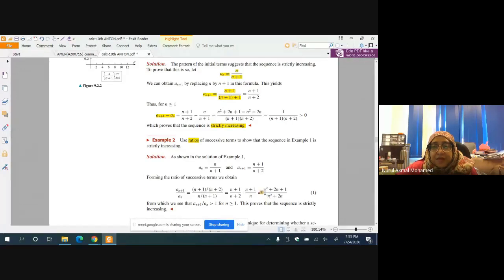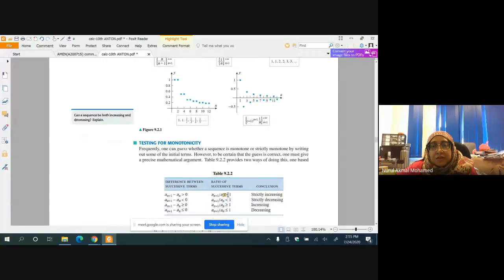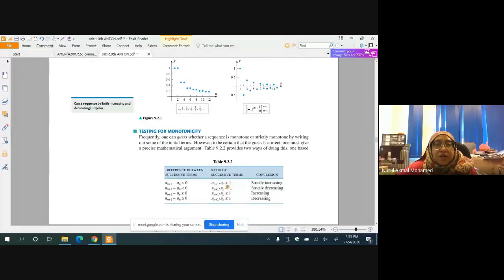What happens if you let n equal to 1? It will be 1 plus 2 plus 1, so the numerator will be 4, divided by 1 plus 2, which is 3. So 4 divided by 3 is greater than 1. Okay, it is always greater than 1.